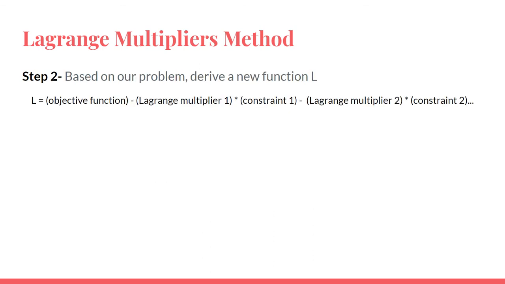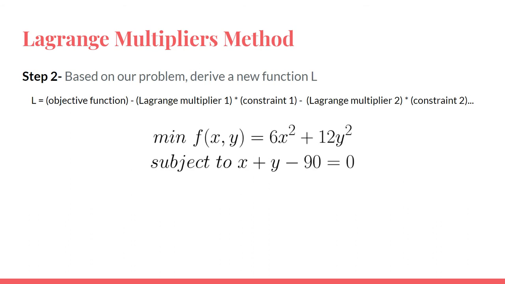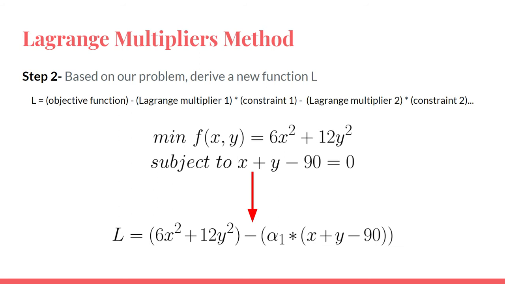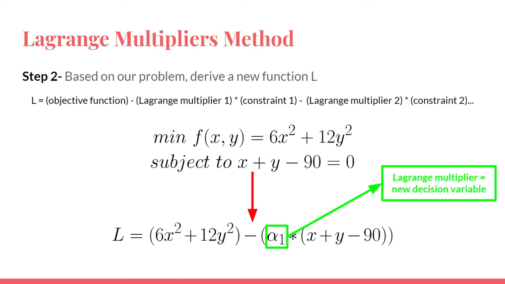On step 2, based on our problem, we will derive a new function L that depends on our objective function and our constraints. Since our original problem is this, with the objective function f and one single constraint, we can obtain L by doing this. In the end, L is equal to 6x squared plus 12y squared from our objective function, minus alpha 1 times x plus y minus 90 from our constraint. Remember that this alpha 1 is our Lagrange multiplier and we work with it as a new decision variable for our system.